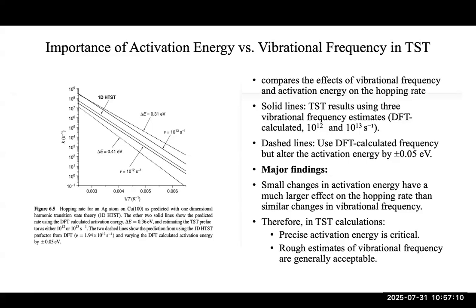So here we can say that a small change in the activation energy has a much larger effect on the hopping rate of the silver than similar changes in the vibration frequency. Exactly. So therefore, this transition state theory calculation helps us to see that a precise activation energy is so critical, and a rough estimation of vibration frequency is generally acceptable.